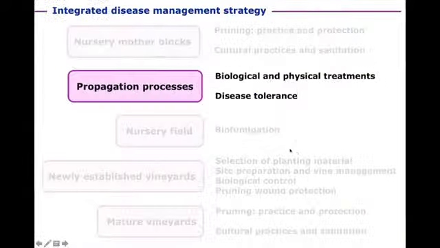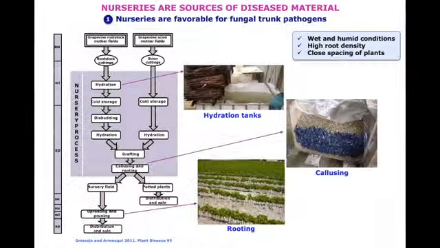In the propagation processes, priority should be given to the application of biological and physical treatments due to the reduction in the availability of efficient chemicals in nurseries and the search for disease-tolerant planting material. Three important things to consider in this section.